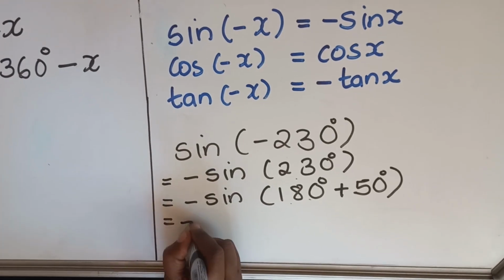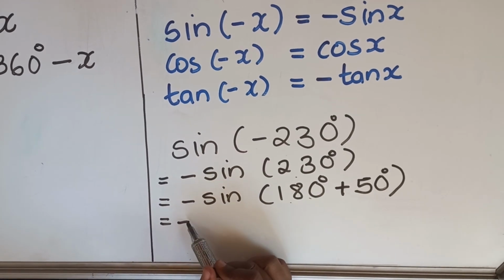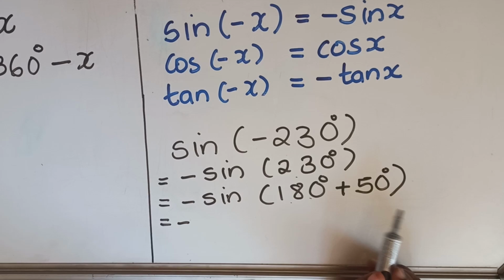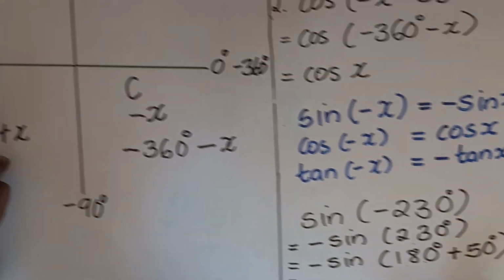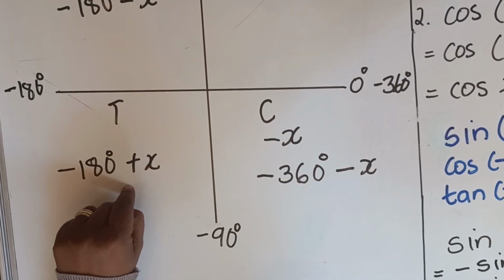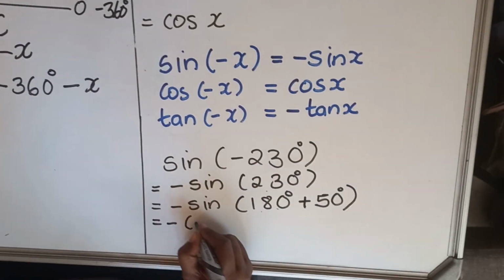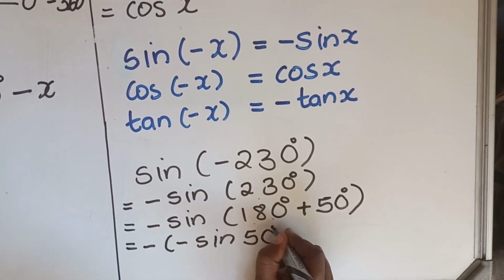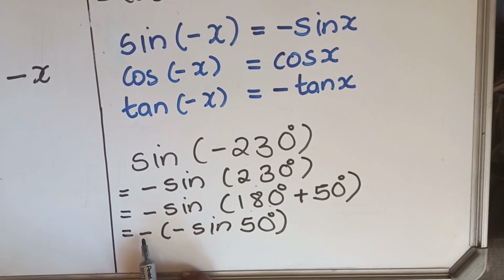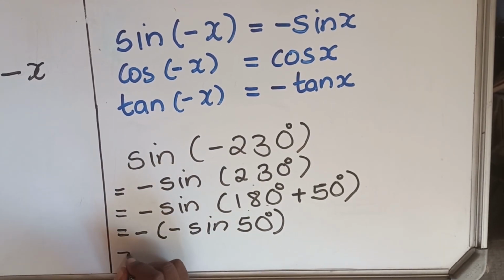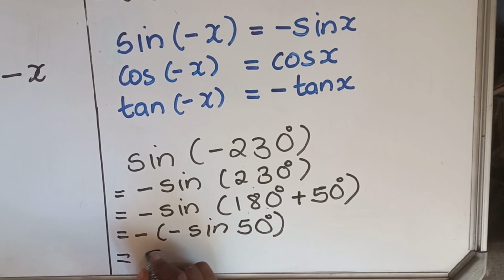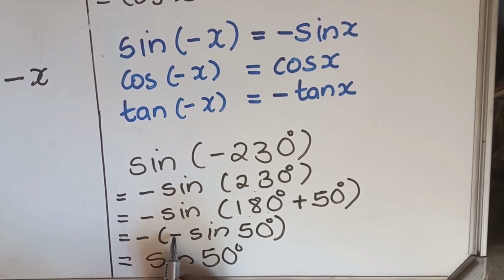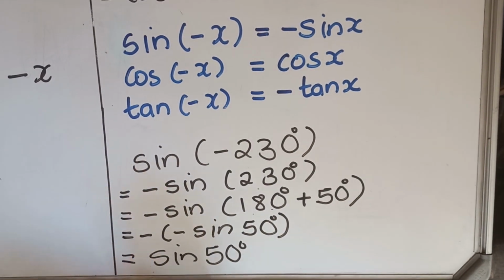Right, now it's negative, and this negative is this one. 180 plus, which quadrant? 180 plus is the third quadrant. How is sine in the third quadrant? Sine is negative. So you're going to have negative sine, and our angle is 50. So what would you have here? You'll have a negative and a negative. So it means your final answer, your sine will be positive. So your final answer is sine 50. That negative multiplied by negative ended up being positive.